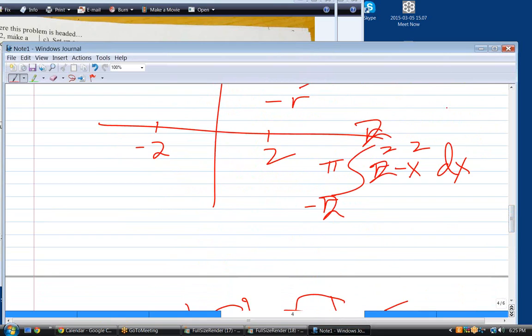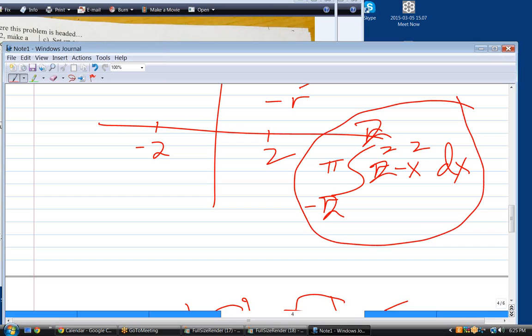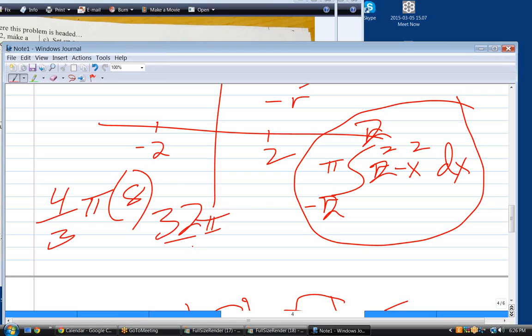So we're evaluating that integral, right? Well, we know what the answer is. We know the answer is 4/3 pi r cubed, so it's 4/3 pi times 8. So the answer is 32 pi over 3. Shall we see if we get that?